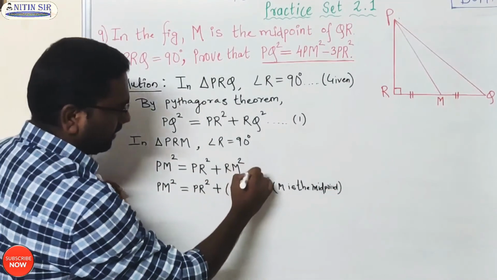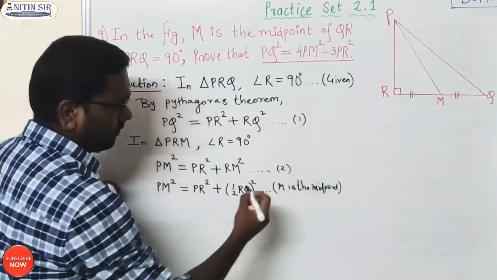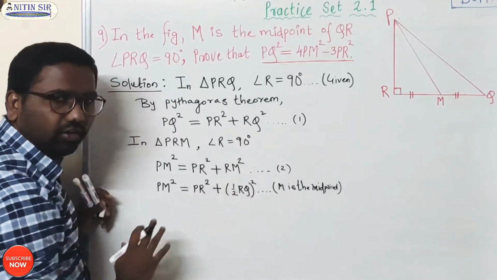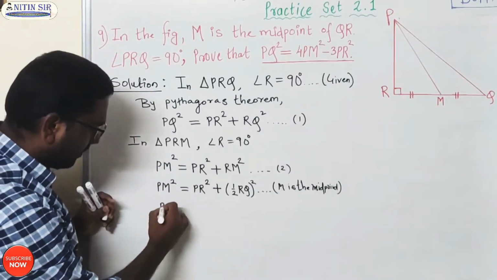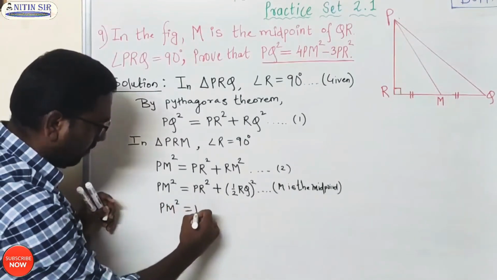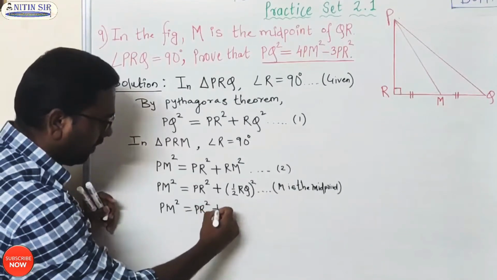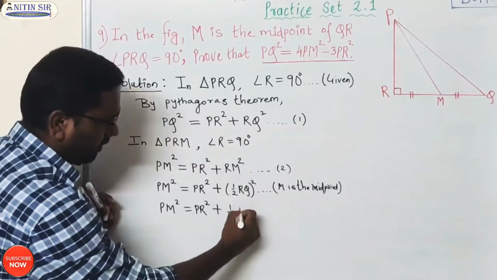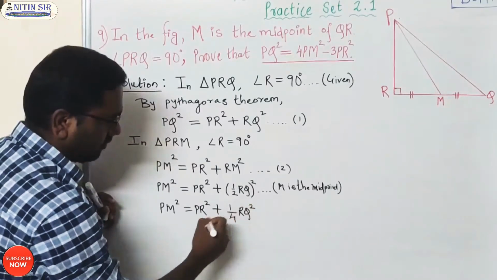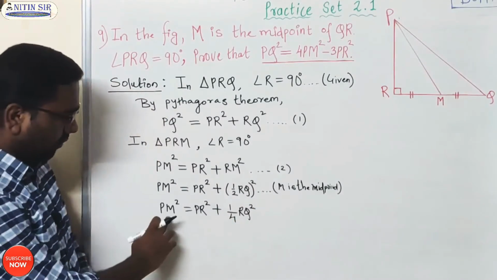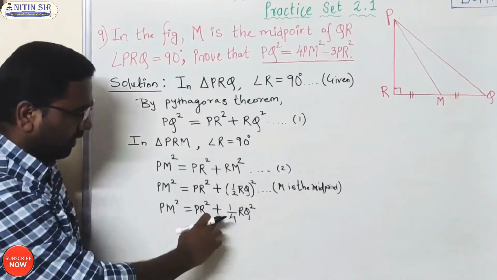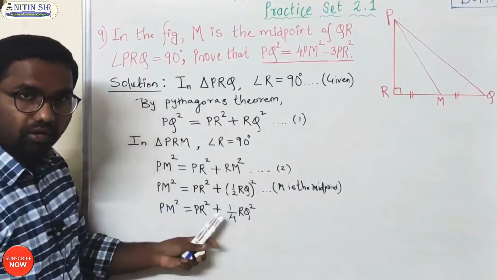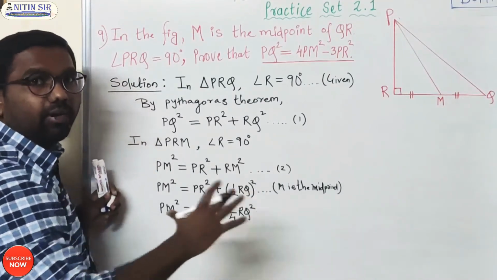Okay, consider this as equation 2. PM square is equal to PR square plus half RQ square. You will simplify it as PM square is equal to PR square plus 1 square 1, 2 square 4 RQ square. So PM square is equal to PR square plus 1 upon 4 RQ square. But we don't want this 4. So what we'll do, we'll multiply the whole equation by 4.